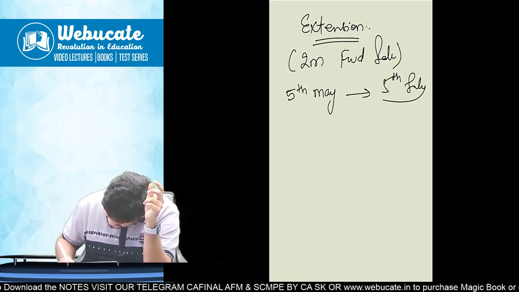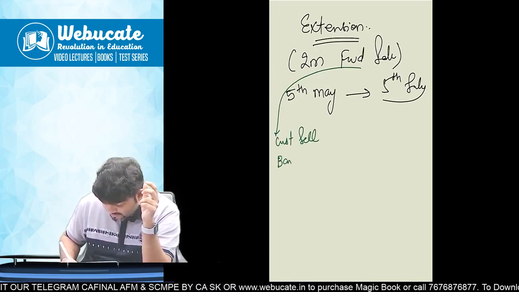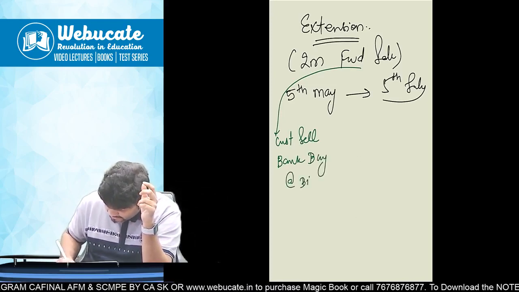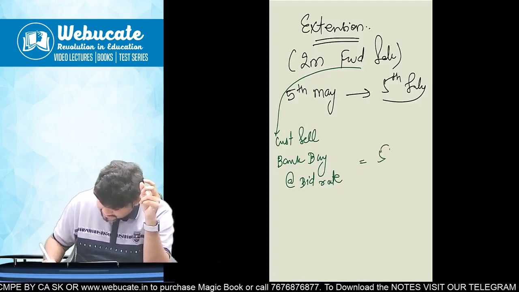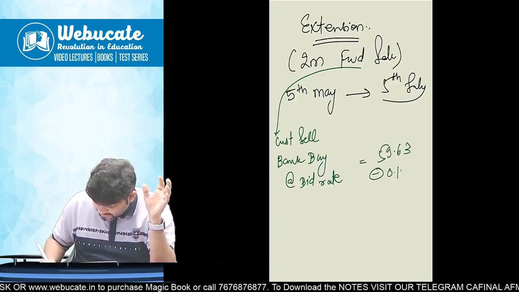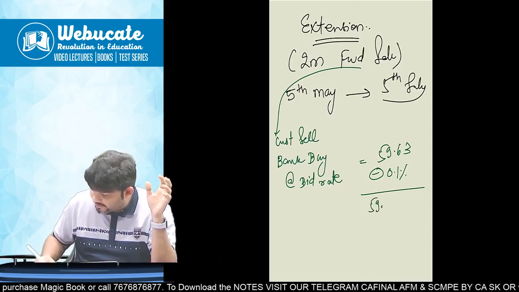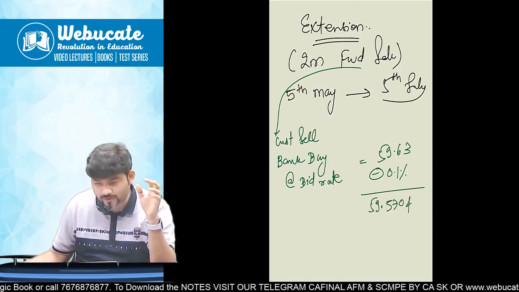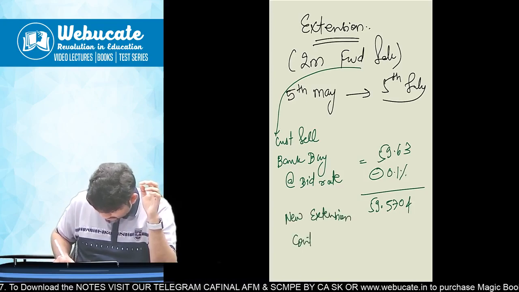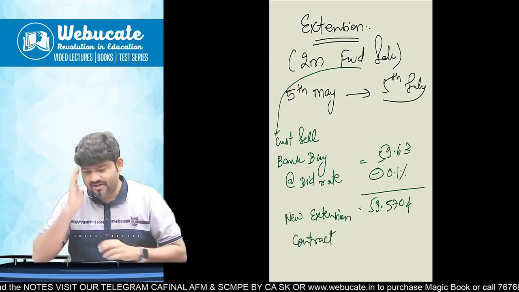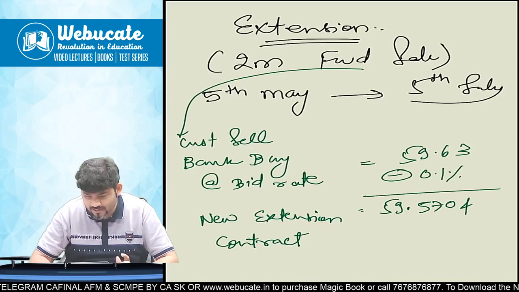What is happening? Forward sale. Customer sells, bank buys. Bank will buy at the bid rate. So it will become 59.63. Customer is selling, margin to be reduced. 59.63 minus 0.1% is 59.5704. This is the new extension contract. Gotcha, everybody. Any doubts, guys? Please confirm. Are we all clear? Totally.